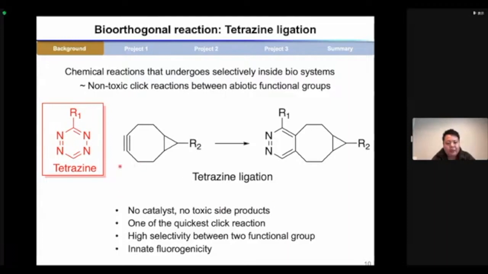And the strained alkyne and tetrazine ligation is considered one of the quickest click reactions ever discovered. And these two components don't react with any other functional group. So it's very orthogonal, which means it's very selective and very fast.